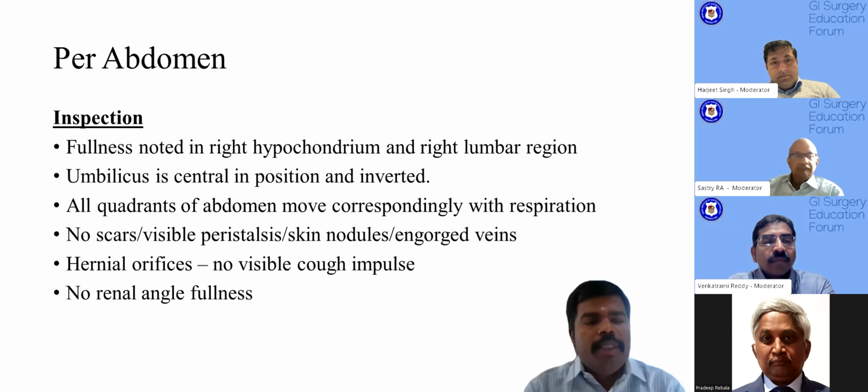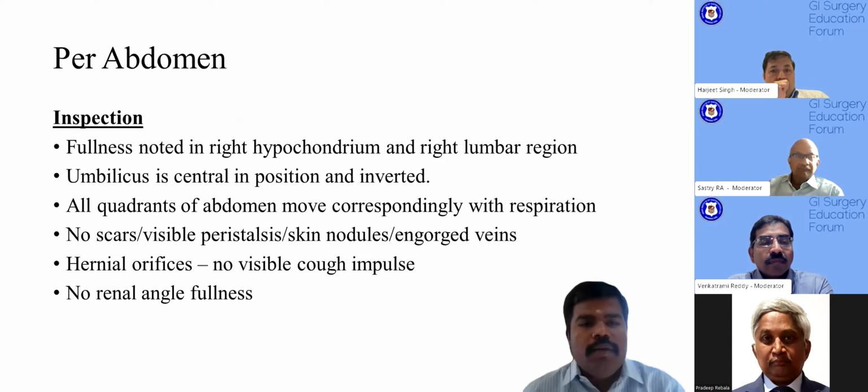Coming to the abdomen examination, on inspection, there is a fullness noted in the right hypochondrium and the right lumbar region, and the umbilicus is central in position and inverted, and all quadrants of the abdomen move correspondingly with respiration. There are no scars, visible peristalsis, skin nodules or engorged veins, and at her hernial orifices there is no visible cough impulse. Did you make her sit up?